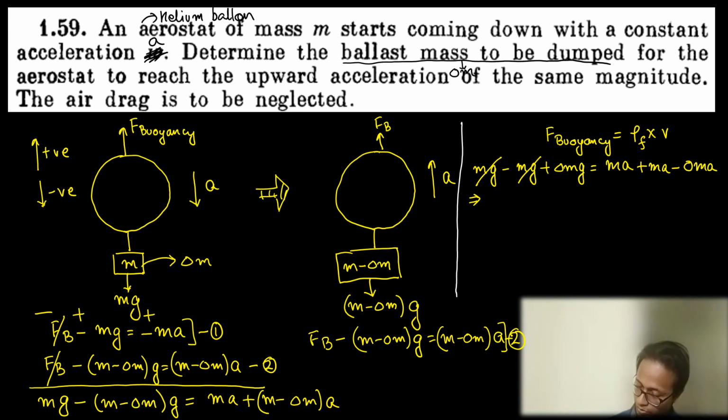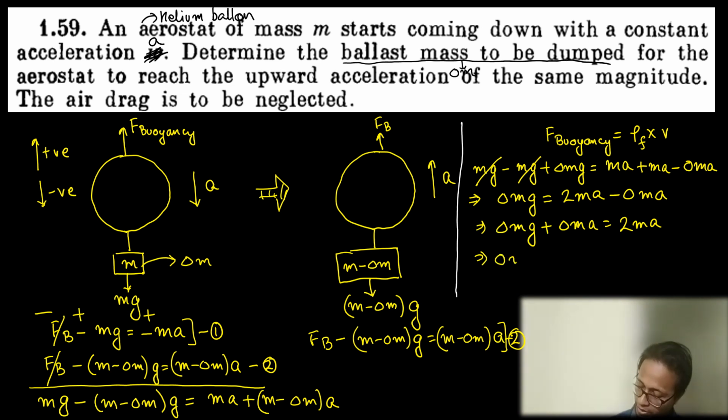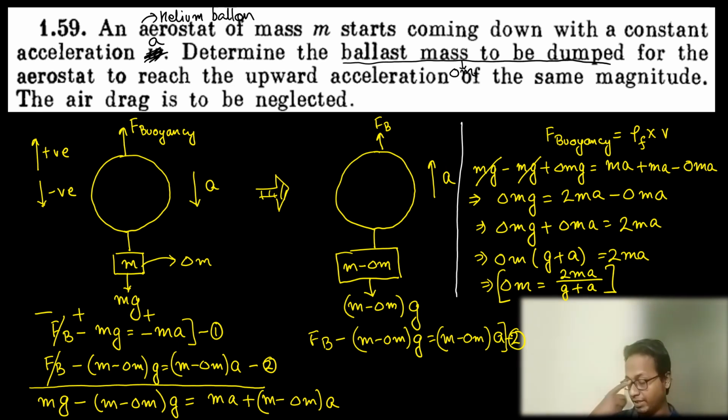Okay, so out here delta m g is equal to 2ma minus delta m a, or delta m g plus delta m a is equal to 2ma. If I take delta m common, delta m (g plus a) is equal to 2ma, or the mass that has to be dumped is equal to 2ma by (g plus a). This is the mass that has to be dumped from this load, so that the balloon starts rising up with the same acceleration.